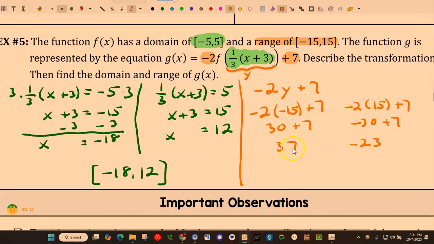Now, be careful. This is now the upper bound, right? We plugged in negative 15, but we got the positive number. We plugged in positive 15, we got the negative number. So you do have to always write these from least to greatest, right? So it's negative 23, 37 for the range.